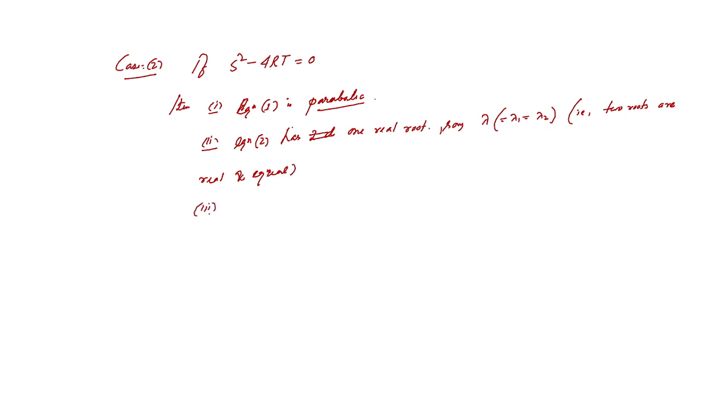And the third conclusion is, first is parabolic, it has one real root, basically the two roots are real and equal. That's why I am considering one real root. And you will see one real family of characteristic curve.